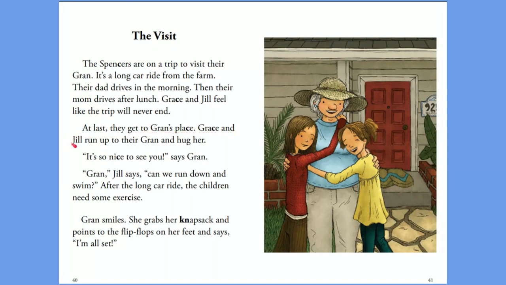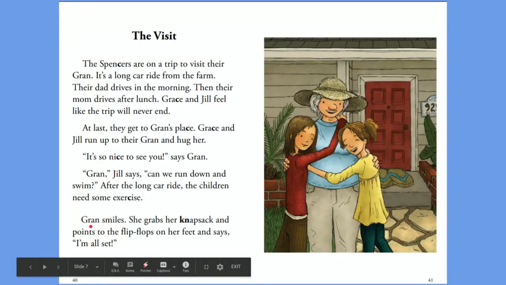Grace and Jill run up to their gran and hug her. "It's so nice to see you," says Gran. "Gran," Jill says, "can we run down and swim?" After the long car ride, the children need some exercise. And that's one of our 3-syllable words, exercise. Gran smiles. She grabs her knapsack and points to the flip-flops on her feet and says, "I'm all set."